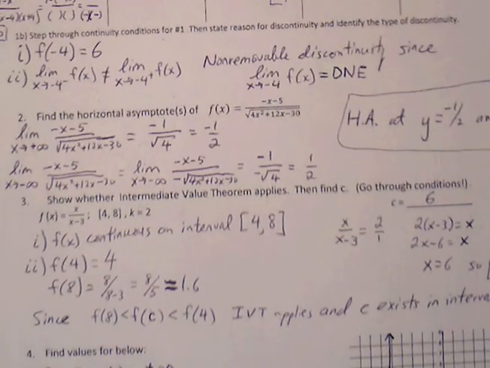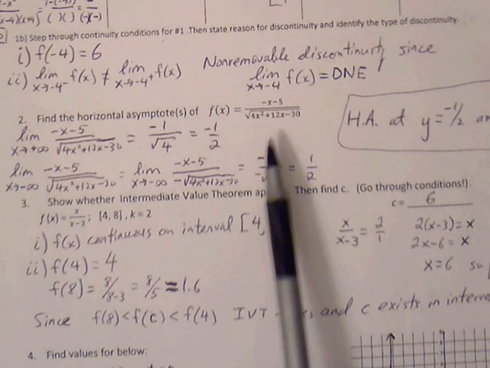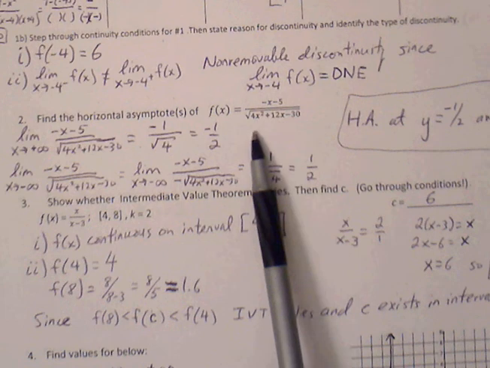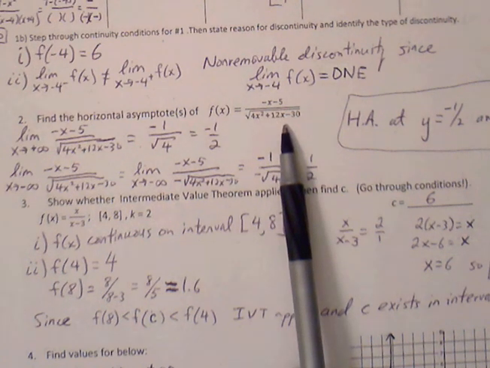Okay, number 2, find the horizontal asymptote for f of x equals negative x minus 5 over the square root of 4x squared plus 12x minus 30.